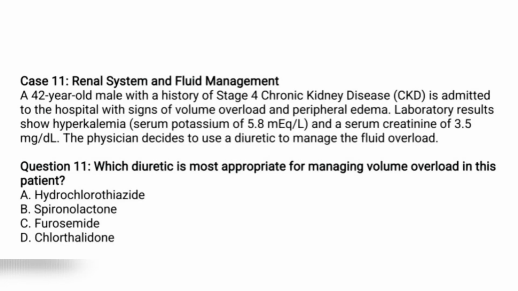Case 11. Renal system and fluid management. A 42-year-old male with a history of stage 4 chronic kidney disease, CKD, is admitted to the hospital with signs of volume overload and peripheral edema. Laboratory results show hyperkalemia, serum potassium of 5.8 milliequivalents per liter, and a serum creatinine of 3.5 milligrams per deciliter. The physician decides to use a diuretic to manage the fluid overload. Question 11. Which diuretic is most appropriate for managing volume overload in this patient?